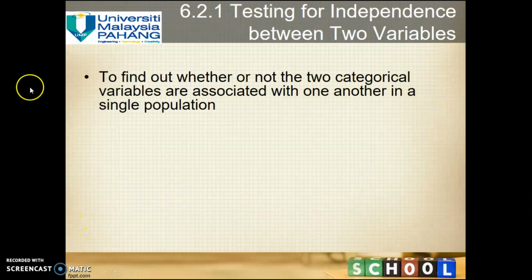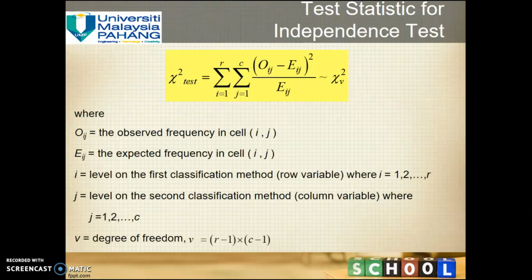Okay, so we go to the first hypothesis here, 6.2.1, testing for the independence between two variables. The objective is to find out whether or not two categorical variables are associated with one another in a single population. So the data that you have comes from a single population. Associated means independence or relationship, similar. So the test statistic is a chi-square test.